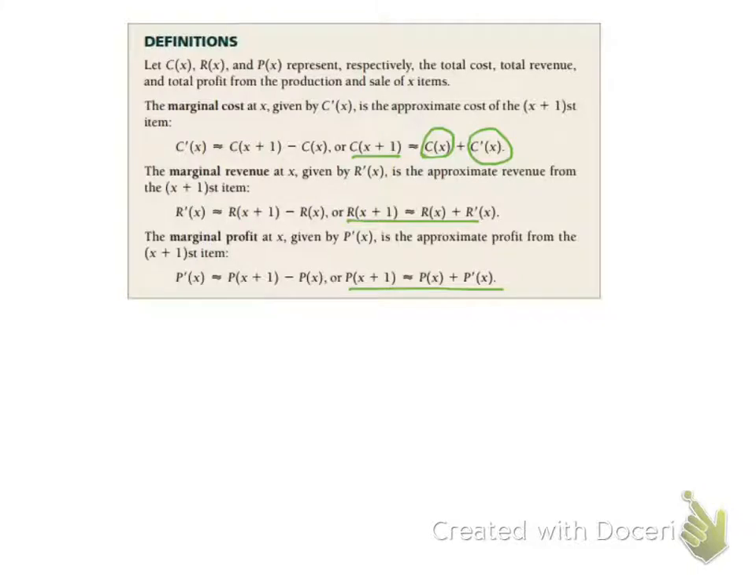So the marginal revenue, cost, or profit is just, say for instance, the marginal profit is just the derivative of the profit function at the value of X, and it gives us the approximate profit for the X plus 1 item. So that would be the approximate profit for just the X plus 1 item. But then you can add to that the profit from the X items, and then that will give you the approximate total profit if we sell X plus 1 items.